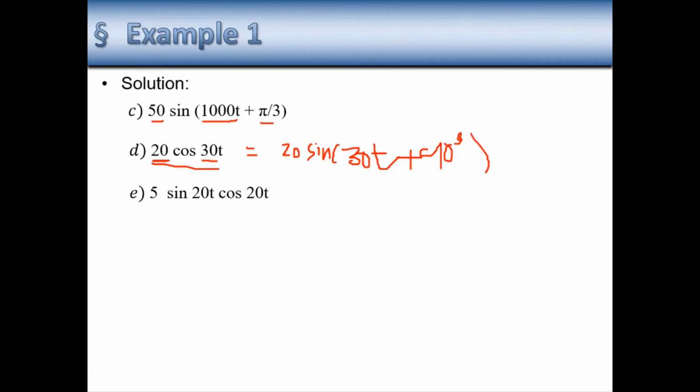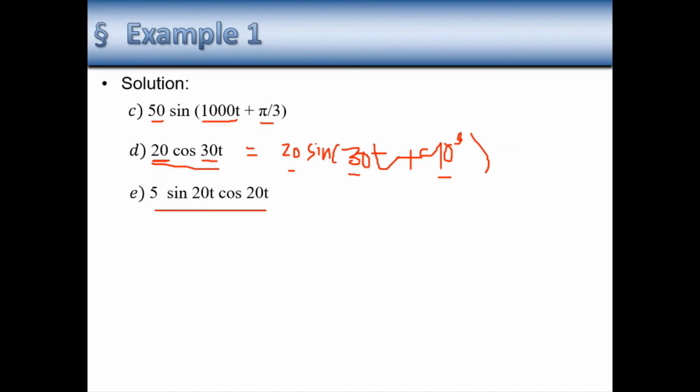So that will change the phase angle, and the phase angle has 90 degrees. But take note that the amplitude and the angular velocity omega are still the same.